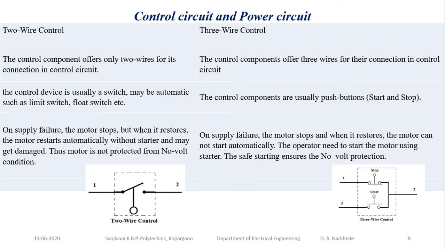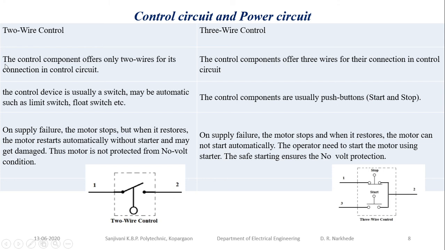and that may result in injury to the operator. So in industry we do not recommend the two wire control. Instead of that, we recommend the three wire control. In three wire control, we are going to use the contactor. So in case of power failure, the machine will stop, but when the power is restored, the machine does not start by itself. Unless and until the operator presses the start button, the machine does not start.